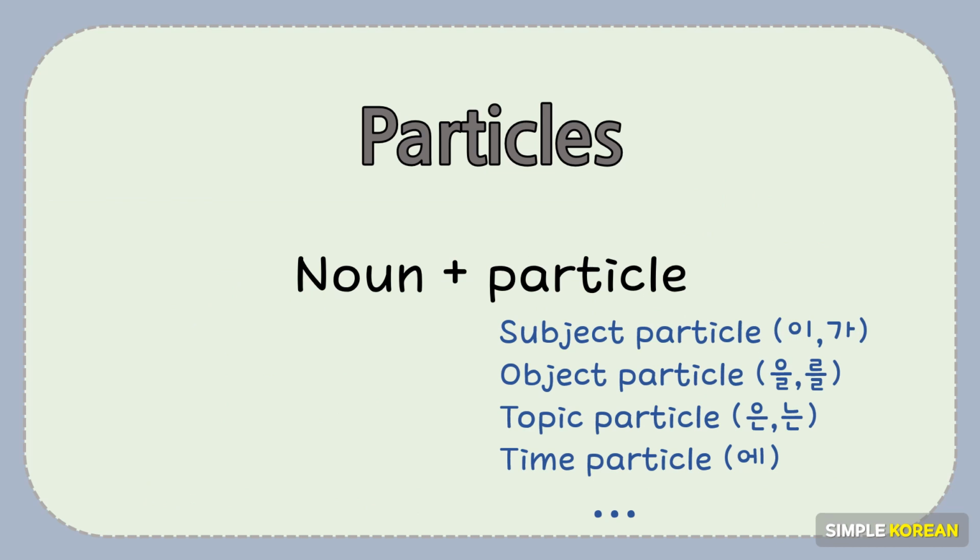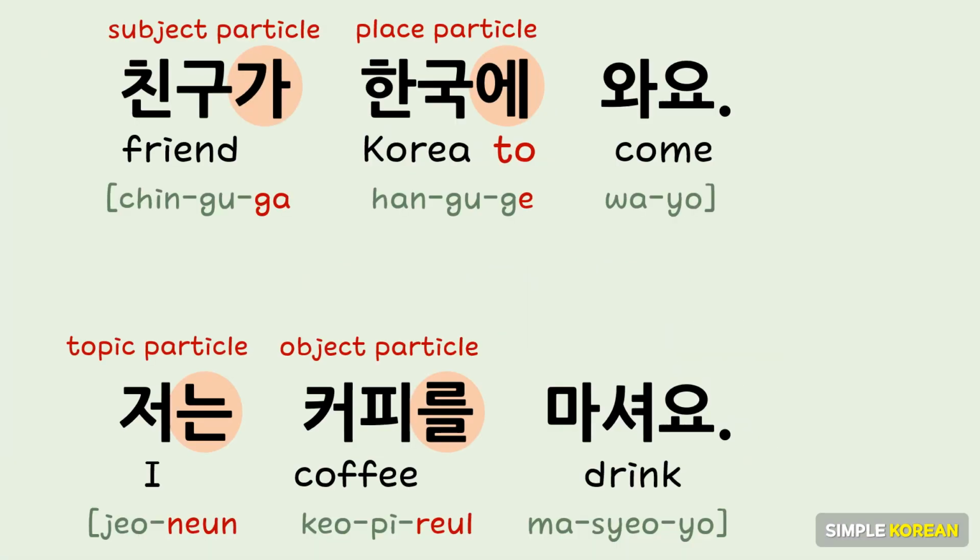Korean particles serve to indicate the function of nouns. They indicate which word is the subject or object in a sentence. There are many kinds of particles in Korean, but let's look at some of them. 친구가 한국에 와요. 가 is the subject particle. 에 is the place particle.